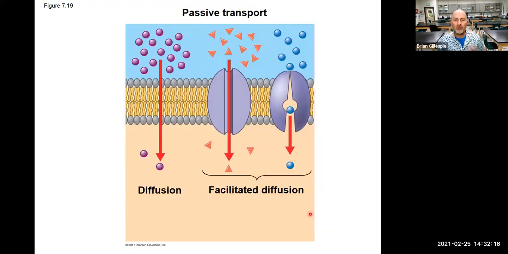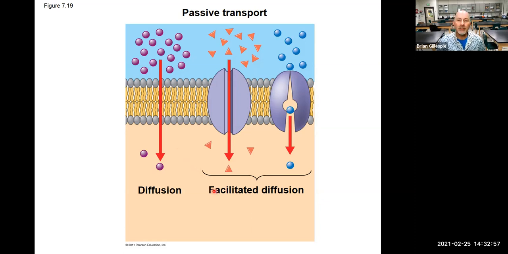Now, both of these models are still versions of facilitated diffusion because we're using a protein, but in both cases, we're not using any extra cellular energy to make these proteins work, because either they're a normal channel protein that just allows for the natural diffusion from high concentration to low concentration, or the molecule itself causes the protein to alter its shape to move it from the outside to the inside. But the net movement is always going to be from high concentration to low concentration.